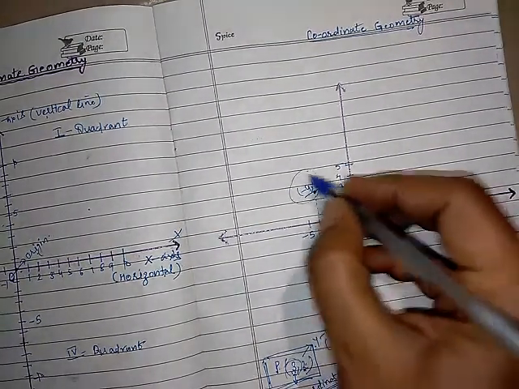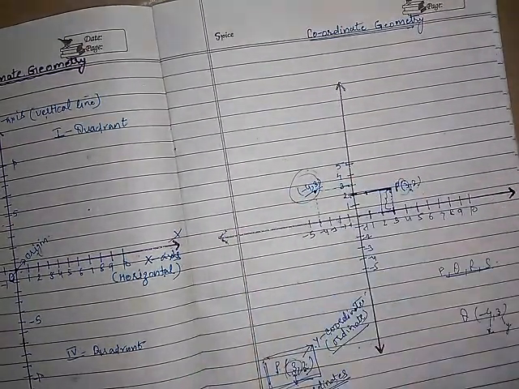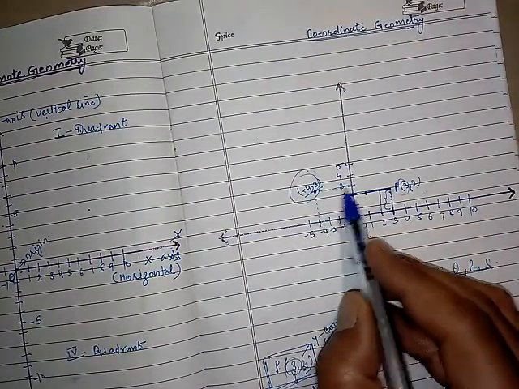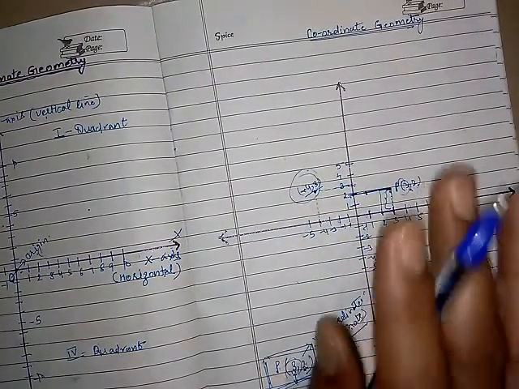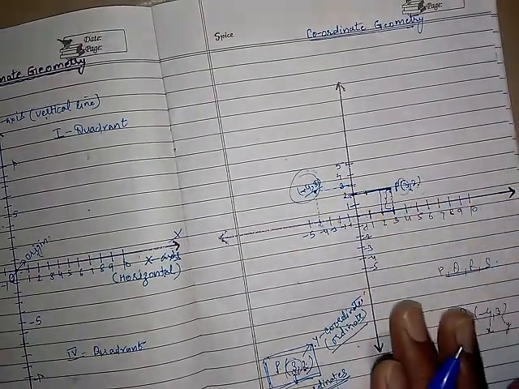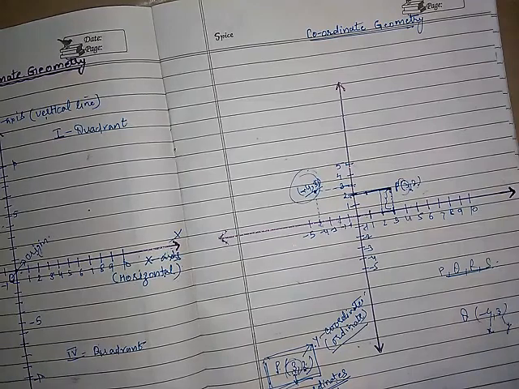So what is the distance of this from the y-axis? If it asks about the y-axis, then you have to look at the x coordinate. It is 4 units, not -4. It will be 4 units only. From the x-axis it will be 3 units only. So this is the question which may be asked in the examination, right?